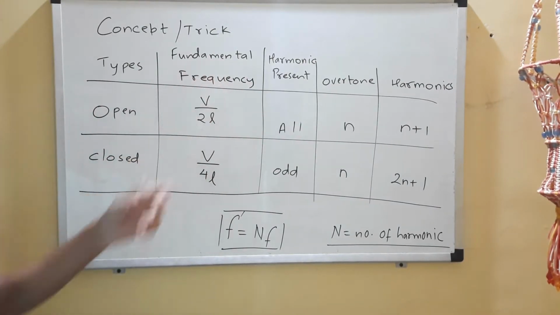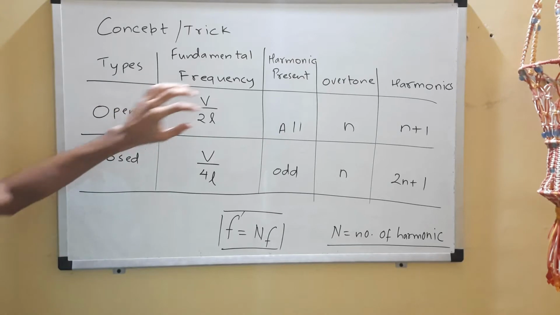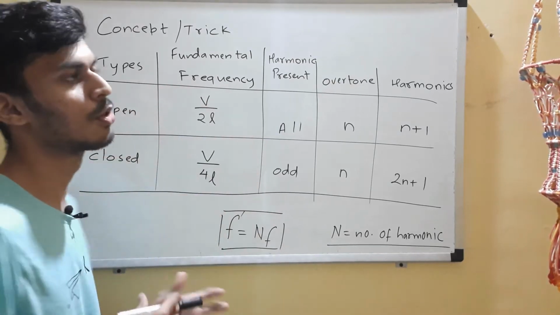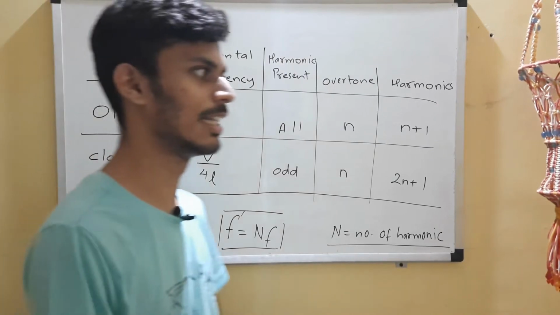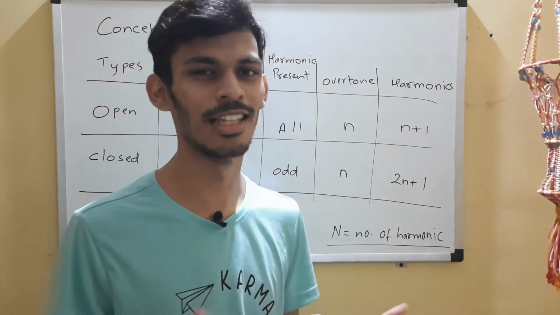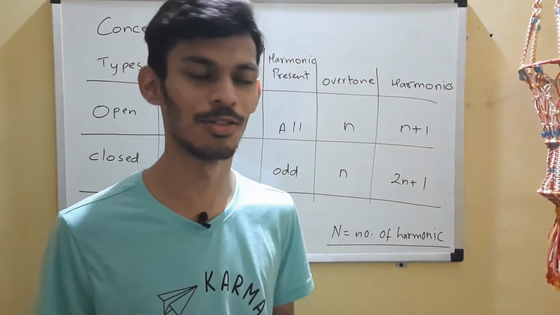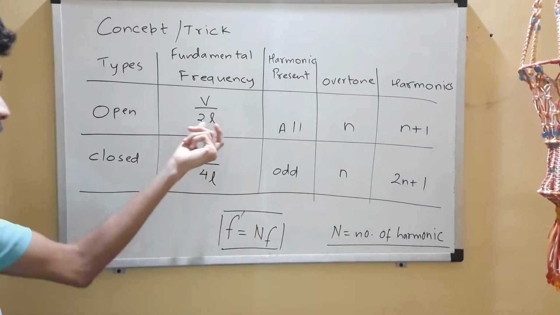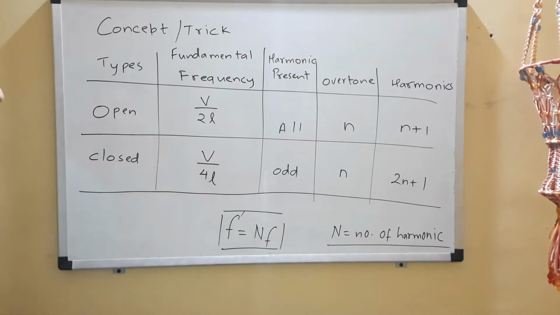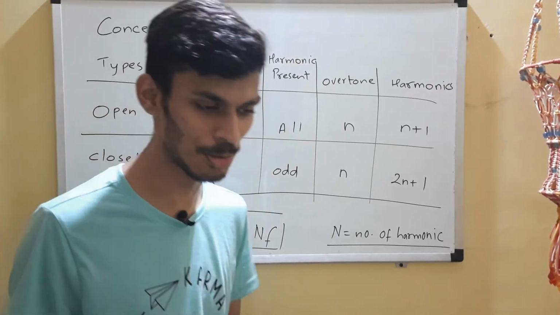So the fundamental frequency of an open organ pipe is v by 2L, and that of a closed organ pipe is v by 4L, where v stands for velocity of wave. In our case, it's the sound wave, so velocity of sound, and L stands for their respective length: length of the open organ pipe, length of the closed organ pipe. So far so good.